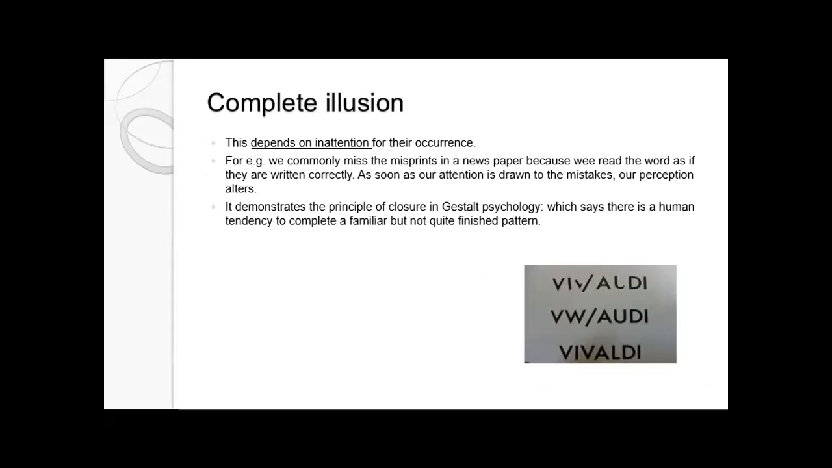For example, we commonly miss the misprints in the newspaper because we read the words as if they are written correctly. As soon as our attention is drawn to the mistake, our perception alters. This demonstrates the perception of closure in Gestalt psychology, which says there is a human tendency to complete a familiar but not quite finished pattern. So complete illusion depends on inattention.